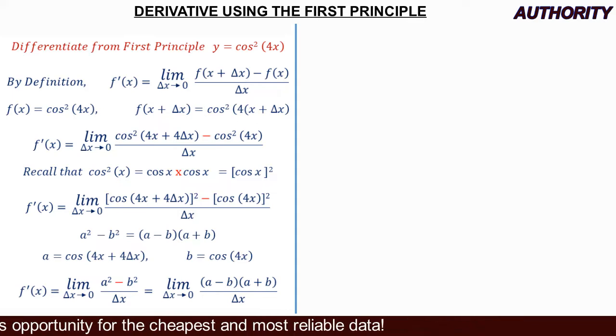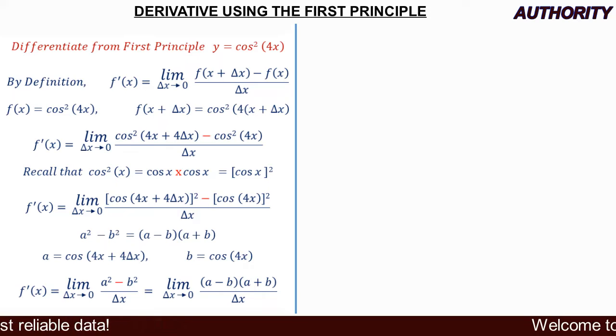That means we are going to have a squared, then minus. In place of cos 4x, we have b. That is going to give us b squared, isn't it? Yes. So now, here we have a squared minus b squared. And we say that it is the same as what? Difference of two squares. We factor it out, or we factorize it.